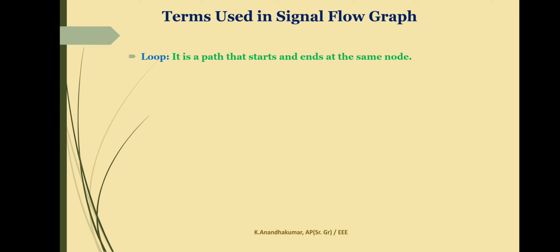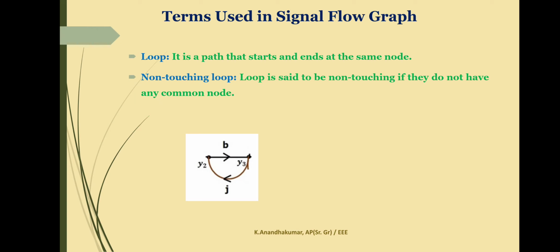Loop. It is a path that starts and ends at the same node. A forward path is a path from the input node to the output node, but a loop is a path that starts and ends at the same node. So in the signal flow graph, we can find such a loop which starts and ends at node y2. From y2 it goes to y3 and comes back to y2 by traveling through the transmittances B and J. This is called a loop.